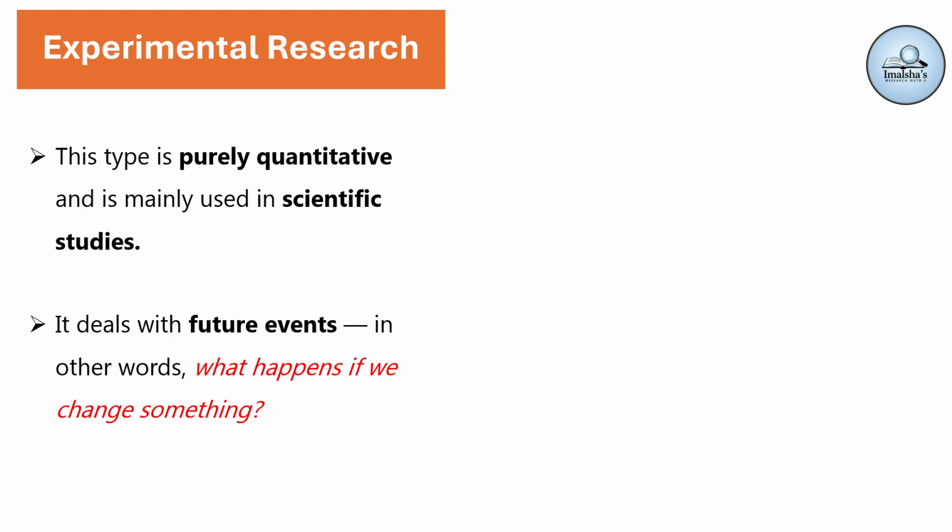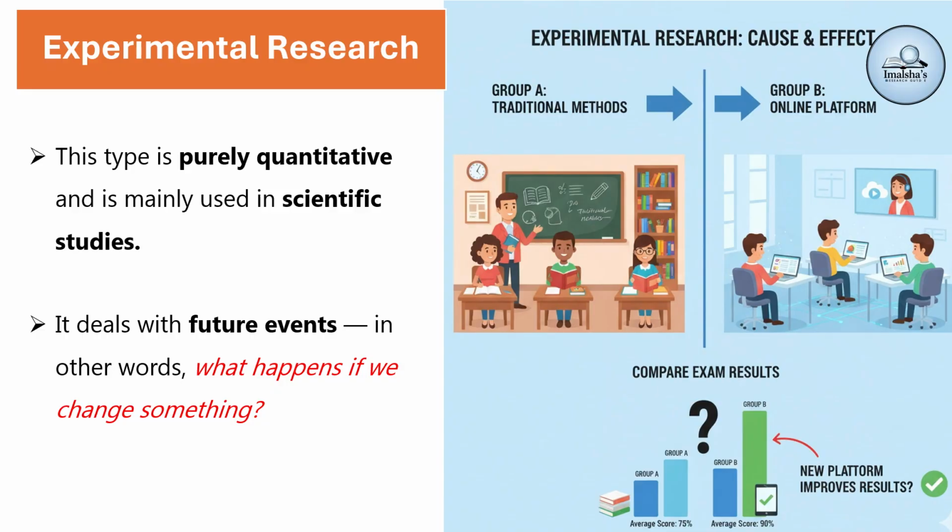Experimental research. This type is purely quantitative and is mainly used in scientific studies. It deals with future events. In other words, what happens if we change something? For example, you divide students into two groups. One learns through traditional methods and the other learns through a new online platform. Then you compare their exam results. That's experimental research because you are testing cause and effect. You are trying to see what changes when you adjust one factor.